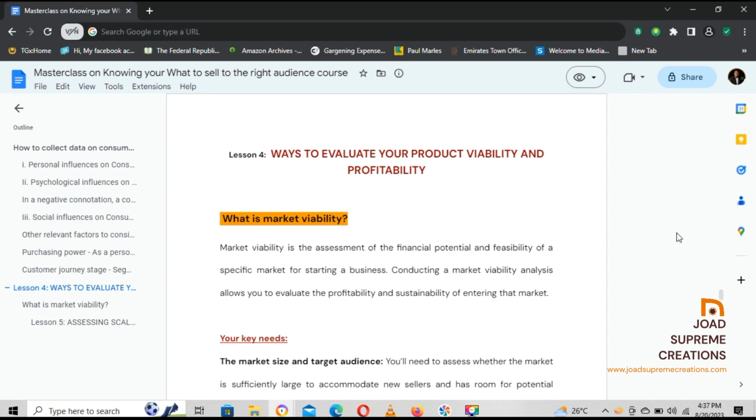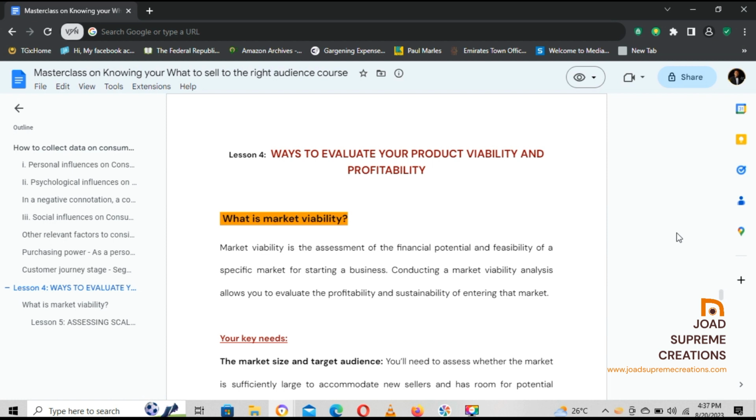What to sell? Lesson 4. Ways to evaluate your product viability and profitability. What this simply means is that you need to evaluate if the product you are trying to create is viable, and then if it is profitable.